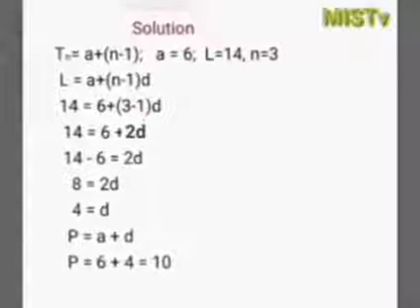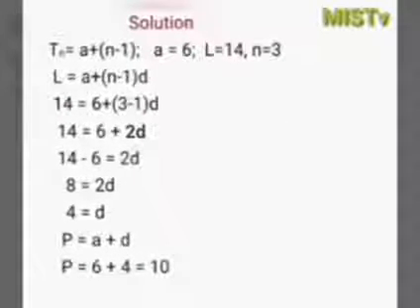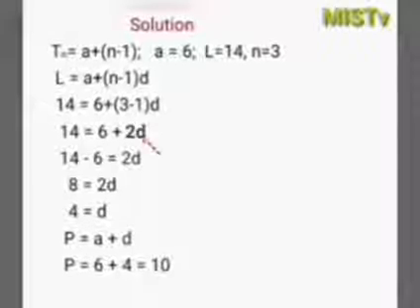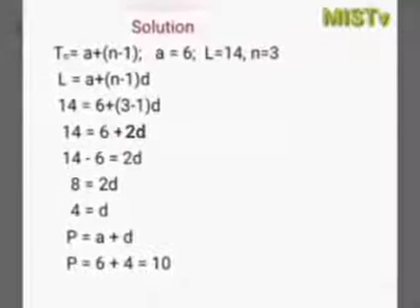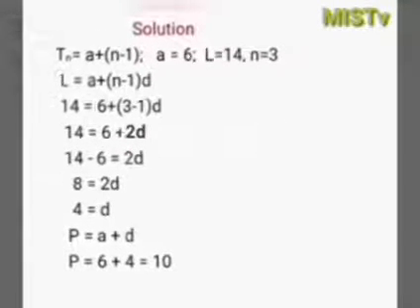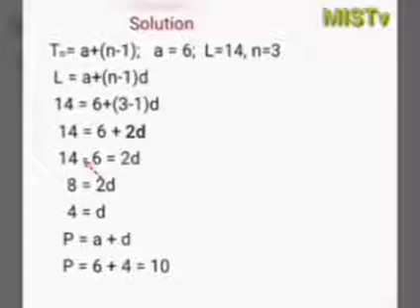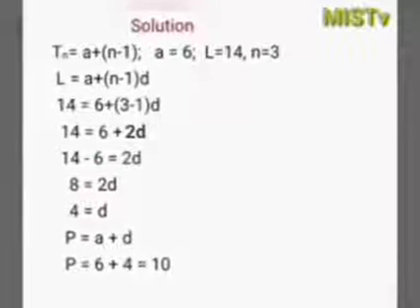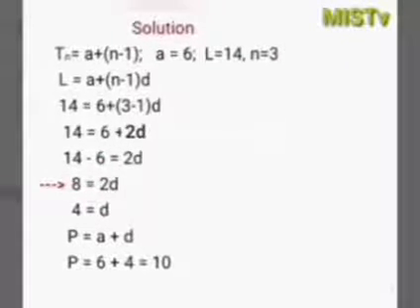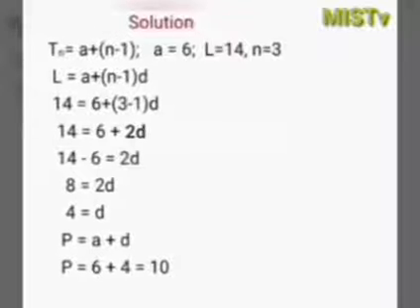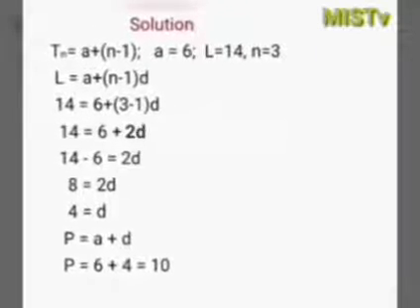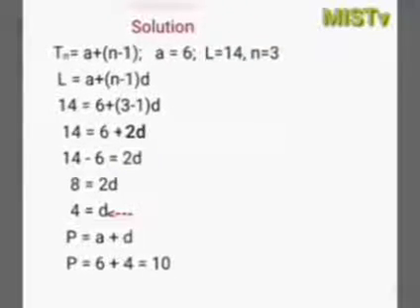3 minus 1 gives 2. 2 times d gives 2d. 6 moves to the other hand side and changes to minus. 14 minus 6 gives 8. We write that 8 equals 2d. Dividing both sides of the equation by 2 gives d equals 4.